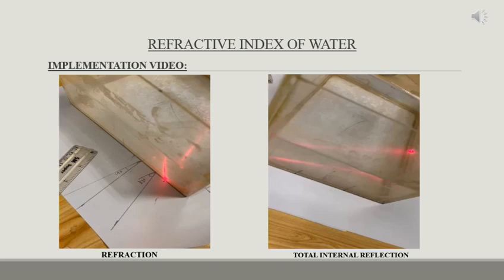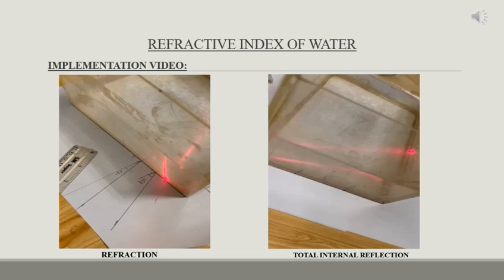In the next video, to your right, we explore a fascinating phenomenon called total internal reflection, or TIR. In the second video, we demonstrate total internal reflection when the laser beam hits the water surface at a certain angle, which is our critical angle. Instead of passing through, it reflects entirely back into the water. This happens when the angle of incidence exceeds our critical angle.